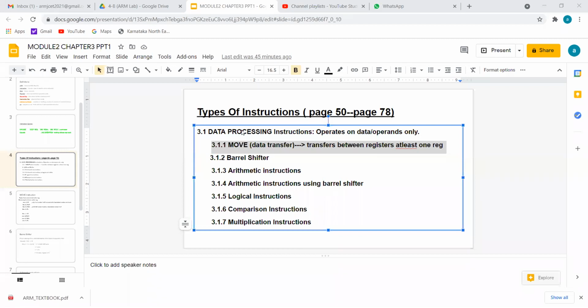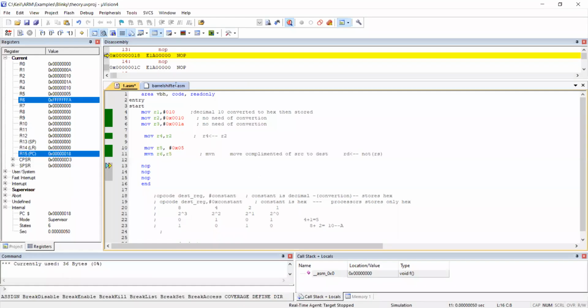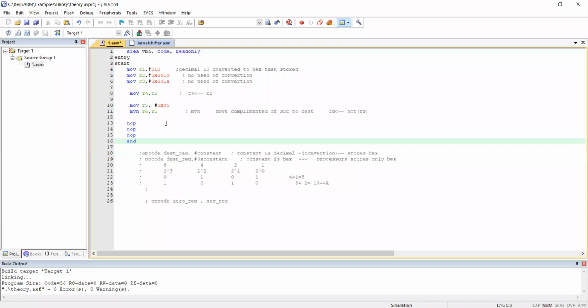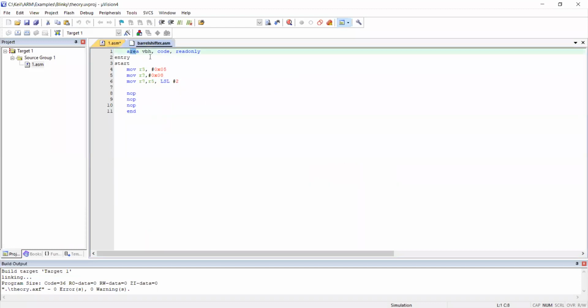So here is the barrel shifter. I wrote a program also. See here. So barrel shifter, simple program. So AREA, name, CODE, READONLY, ENTRY and START. MOV R5 with value 5. Which 5? Hexadecimal 5. It's a constant, so hash. R7, hexadecimal constant 8. Hope everybody understood.